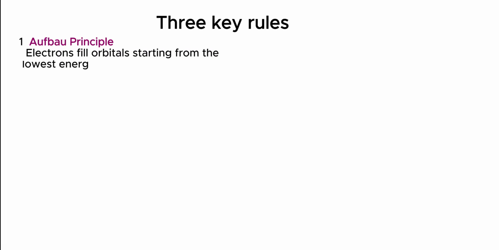3 rules need to be followed to write the electron configuration. The first one is the Aufbau principle. Electrons fill orbitals starting from the lowest energy level to higher ones. This will show you the filling order.